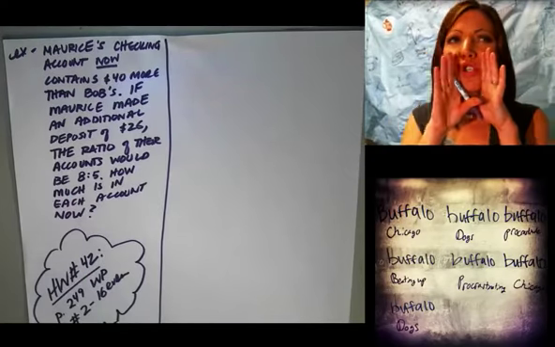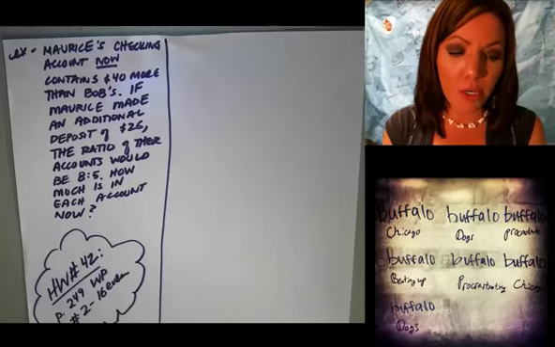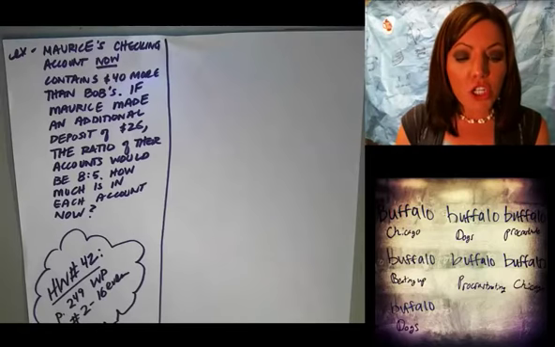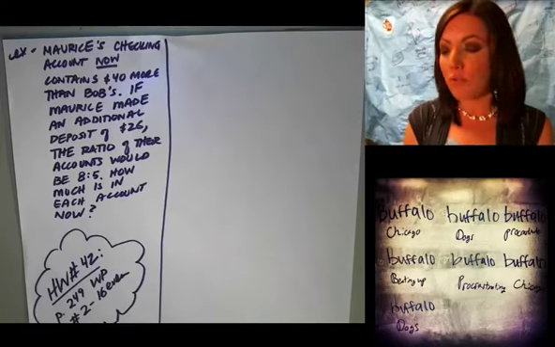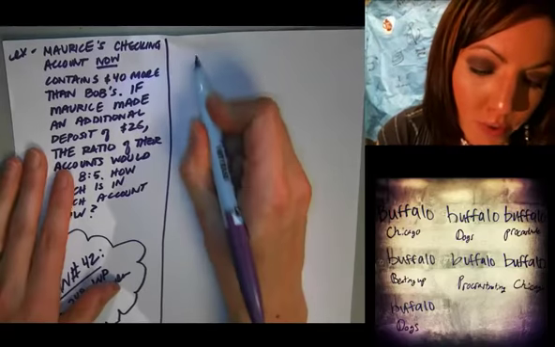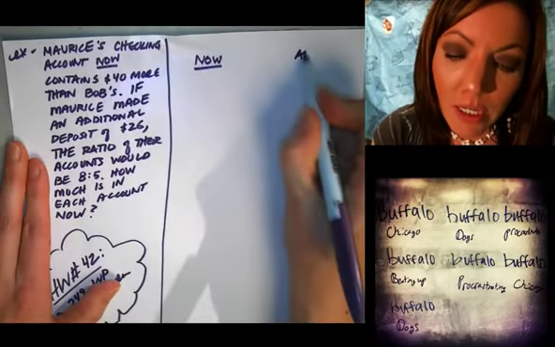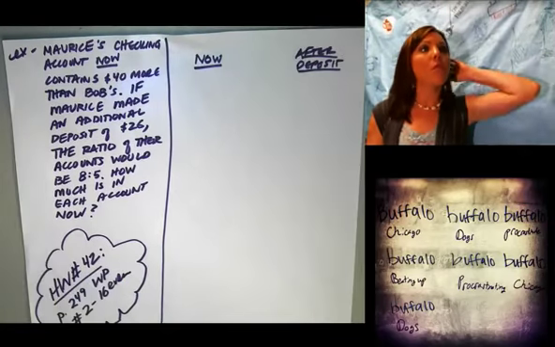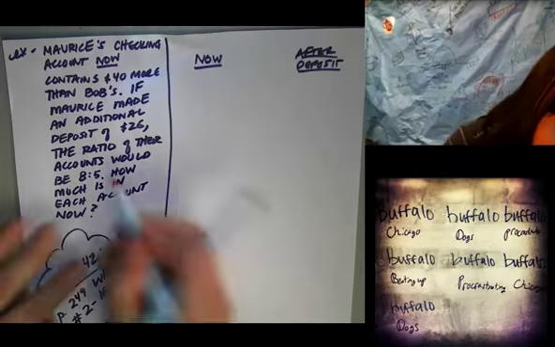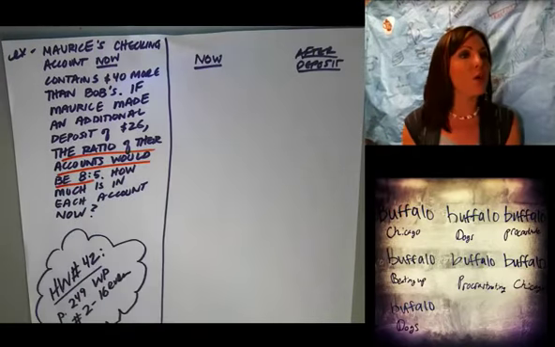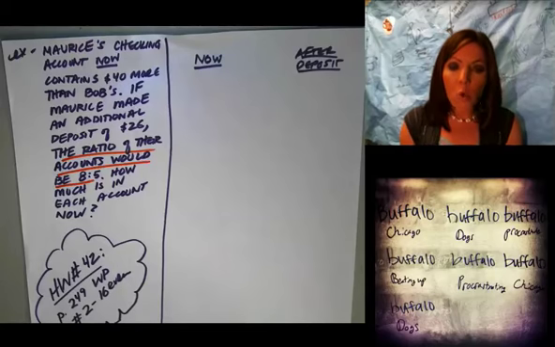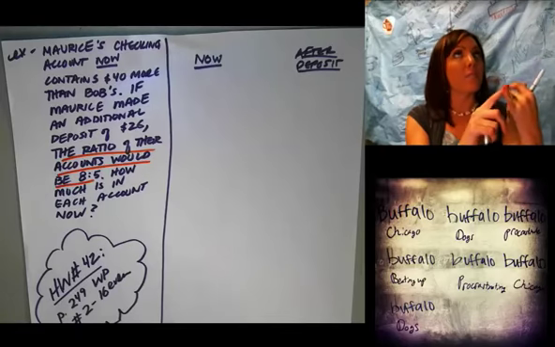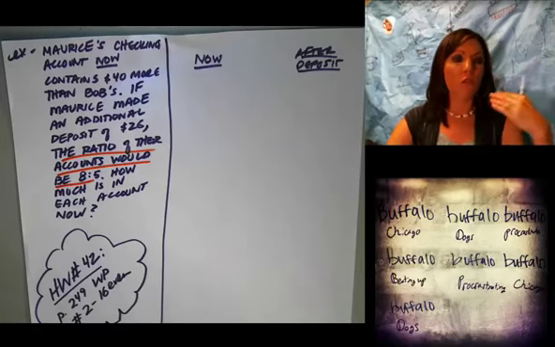So, back to Maurice and Bob. Okay. If Maurice made an additional deposit of $26, the ratio of their accounts would be 8 to 5. Okay, so now and then after the deposit. This is actually really similar to what we just did in the last problem. Because they're talking about a ratio here, that's another way you can express a fraction. So we want to set up a ratio to express Maurice's balance in his account over Bob's, or Bob's over Maurice's. It doesn't really matter.